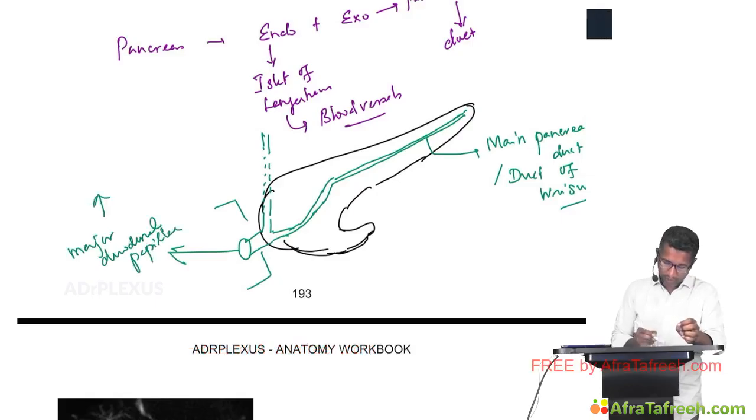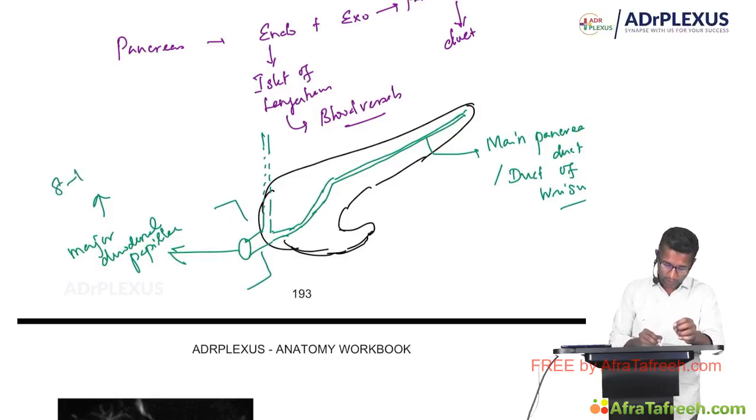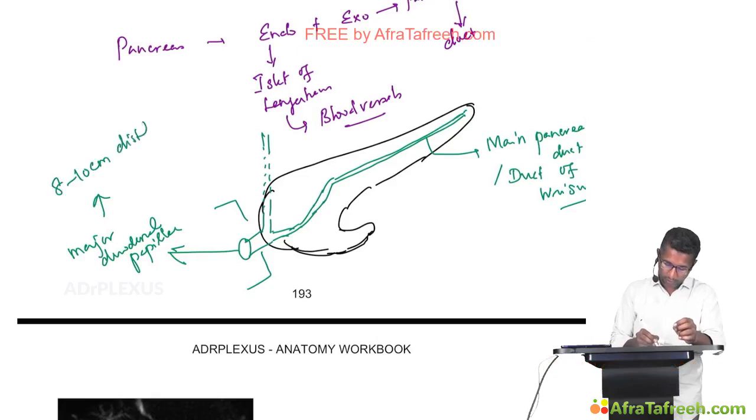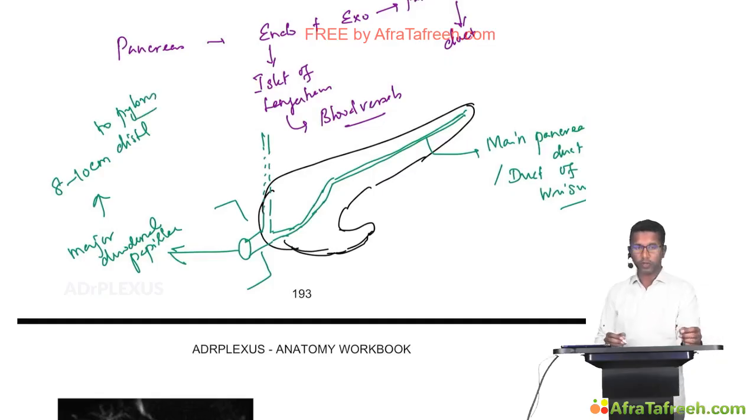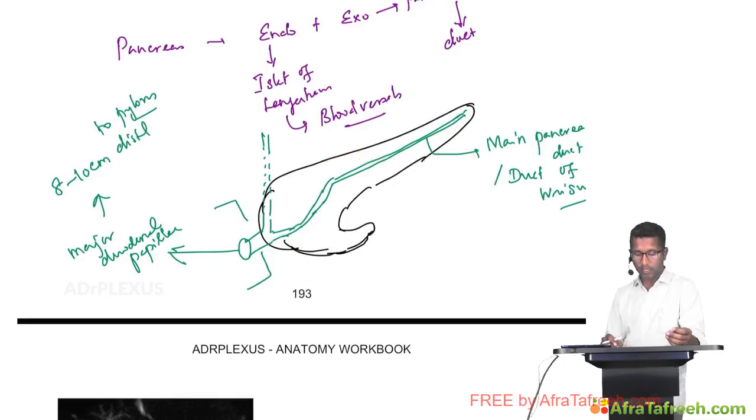And where is this major duodenal papilla seen? It is seen 8 to 10 centimeters distal to the pylorus. Okay, so 8 to 10 centimeters distal to the pylorus, you get a major mucosal fold. This major mucosal fold is called the major duodenal papilla, and this main pancreatic duct drains here.